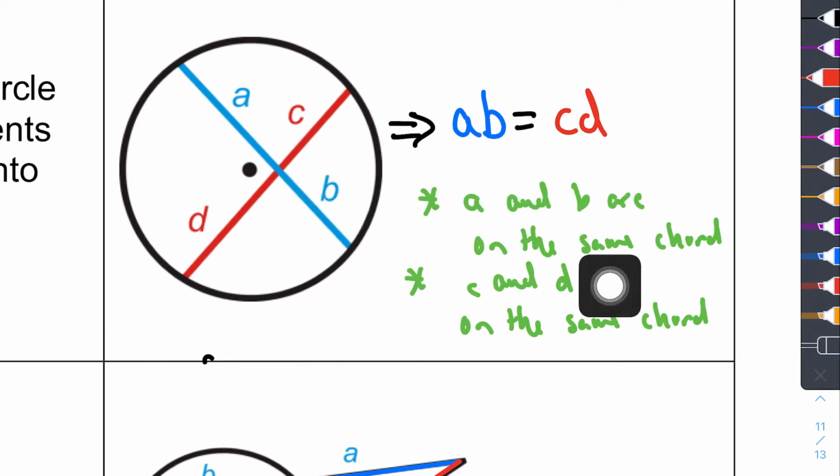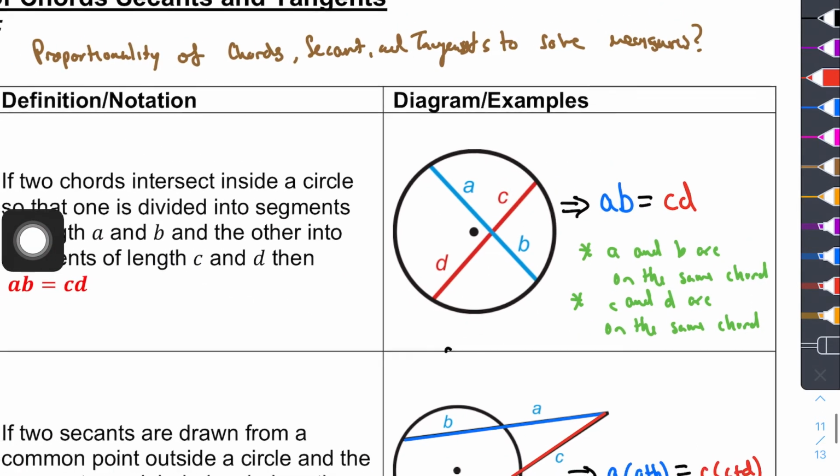All right, so A and B, just to remember, are always on the same chord, and C and D are always on the same chord. So that way when you label it, you get the formula set up correctly.